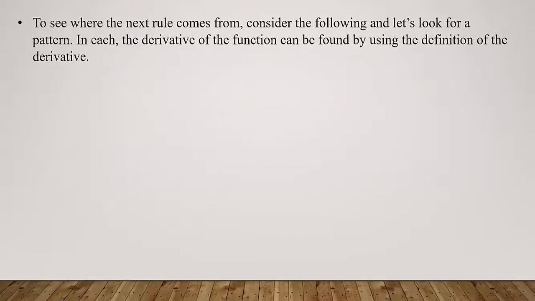All right, so let's look at our next rule. To see where the next rule comes from, I'm going to ask you to consider the following, and let's look for a pattern. In each of these that I'm going to write down, the derivative of the function can be found by using the definition of the derivative. So here's the first one. The function is x squared. I can use the definition of the derivative to compute that for the function f of x equals x squared, the derivative is 2x.